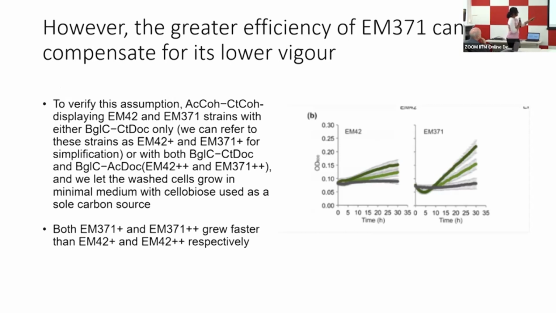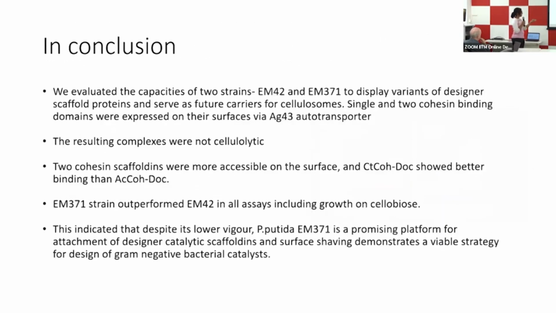You can see in the graphs here that when we take both strains, EM371 always grows with a higher optical density compared to EM42. So basically we conclude that even though EM371 has a lower viability, due to its higher binding affinity, it is still a better option.